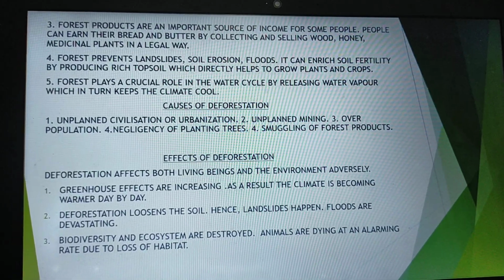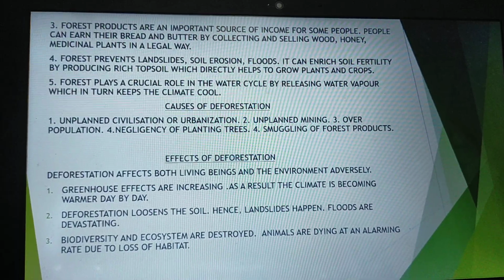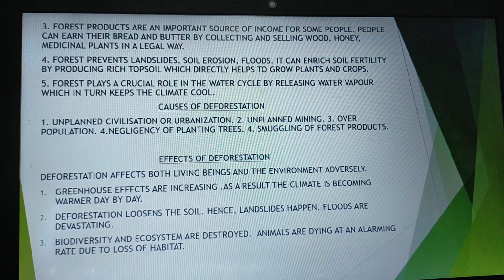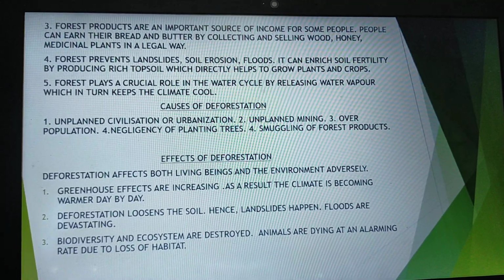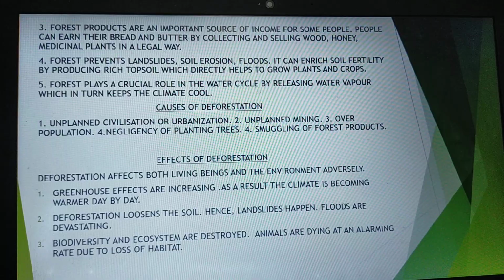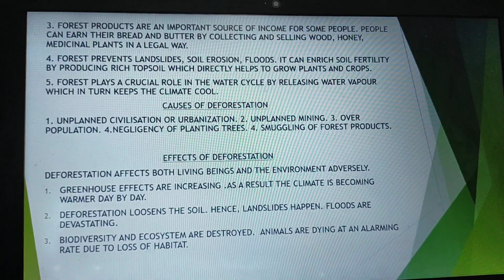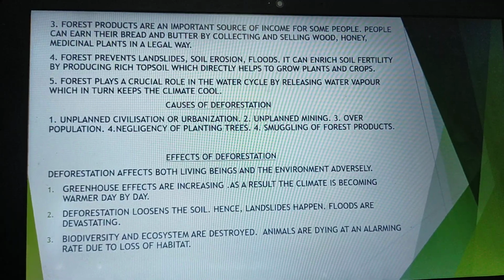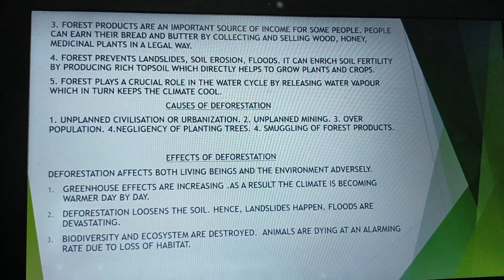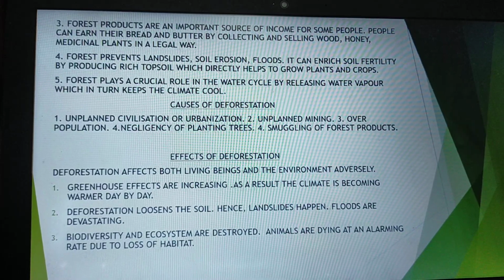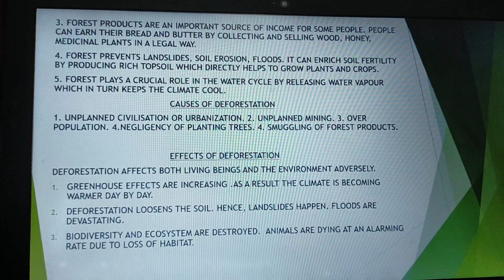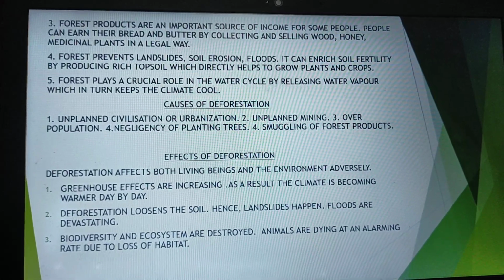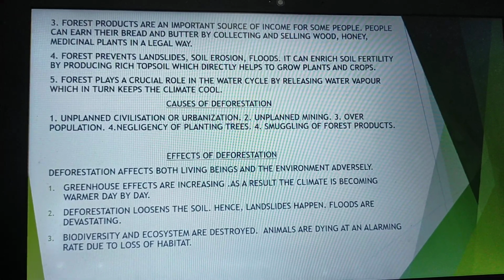Forest products are an important source of income for some people. People can earn their bread and butter by collecting and selling wood, honey, and medicinal plants in a legal way. Forest prevents landslides, soil erosion, and floods. It can enrich the soil fertility by producing rich topsoil, which directly helps to grow plants and crops. Forest plays a crucial role in the water cycle by releasing water vapor, which in turn keeps the climate cool.